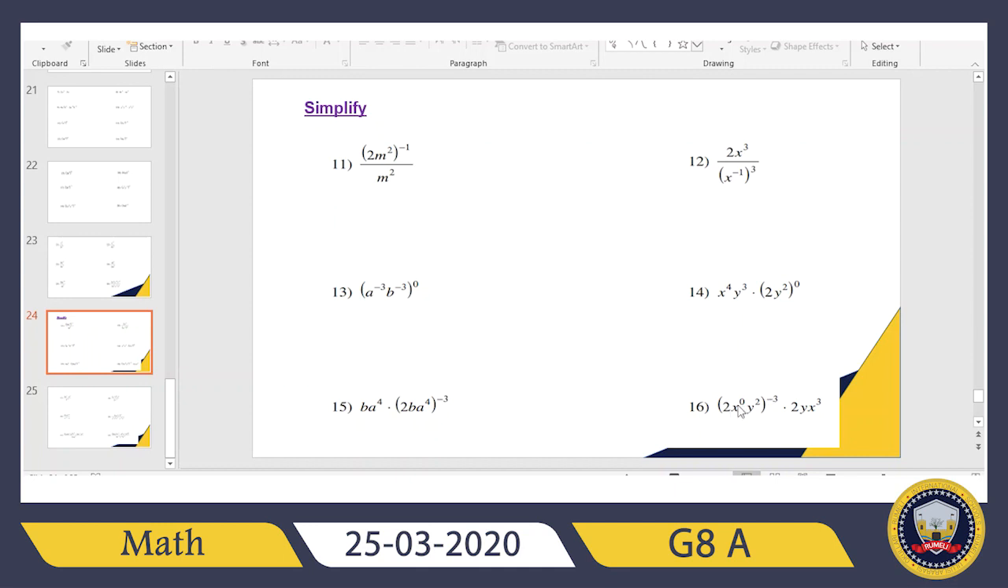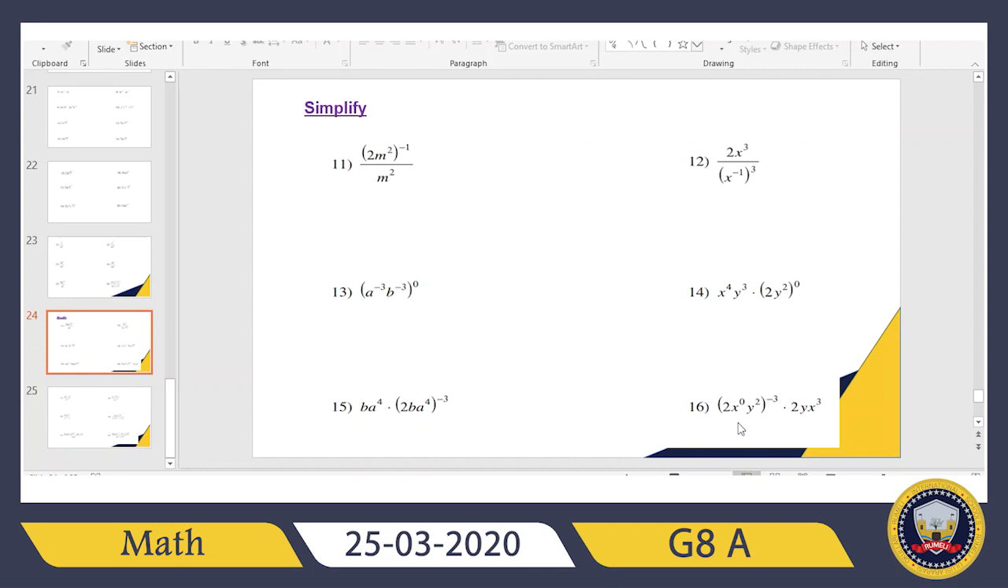Again, the x power 0 is 1, so I will not write it again. So it means 2 power negative 3, y power negative 6, times 2y x power 3. So now I have 2 power negative 3 times 2 power 1. In multiplying the same base, I will add the powers. Negative 3 plus 1, same sign or different signs? They have different signs, so I will subtract and put the sign of the bigger number. So the answer will be 2 power negative 2.